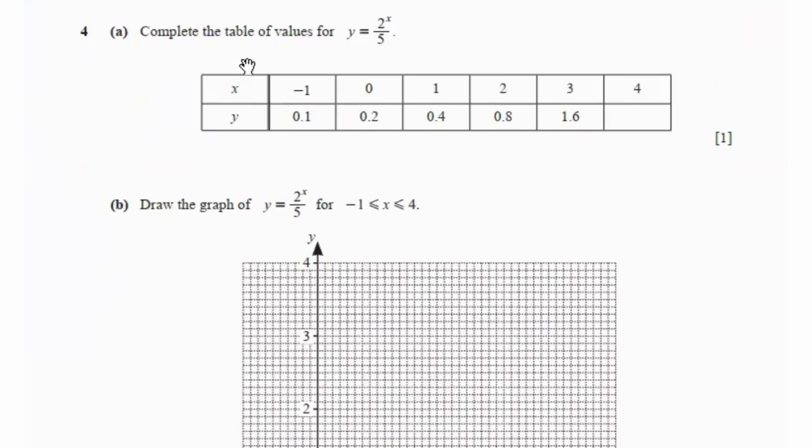Question 4 shows us a table, and it's saying that the equation y equals 2 to the power of x over 5 has the given values. We have to find the value of y when x equals 4. So I'm going to substitute x equals 4 in our equation. So that's going to be y equals 2 to the power of 4 over 5. 2 to the power of 4 is 16, and 16 divided by 5 is 3.2. So this is our value of y over here.